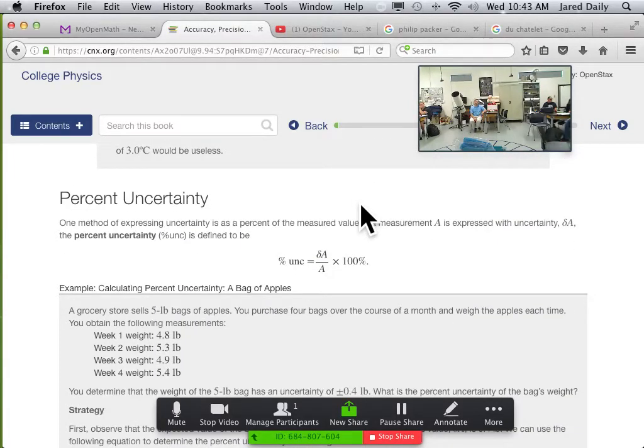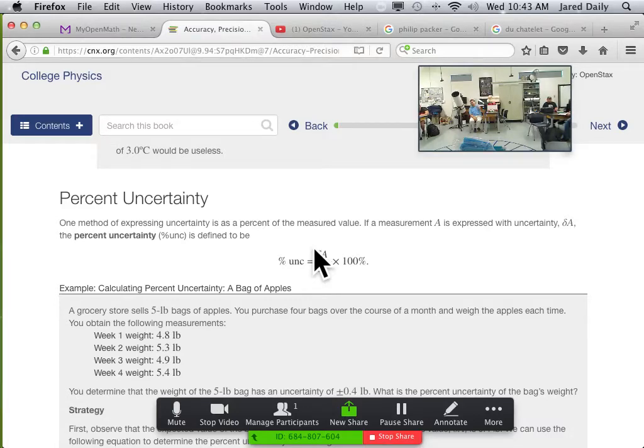And to get a percentage of uncertainty, we use this formula which comes from statistics, where the percentage of uncertainty is equal to this delta A over A. The A is your value or your measurement, your number, right? And the delta is how much it changes. That's the change from that number.